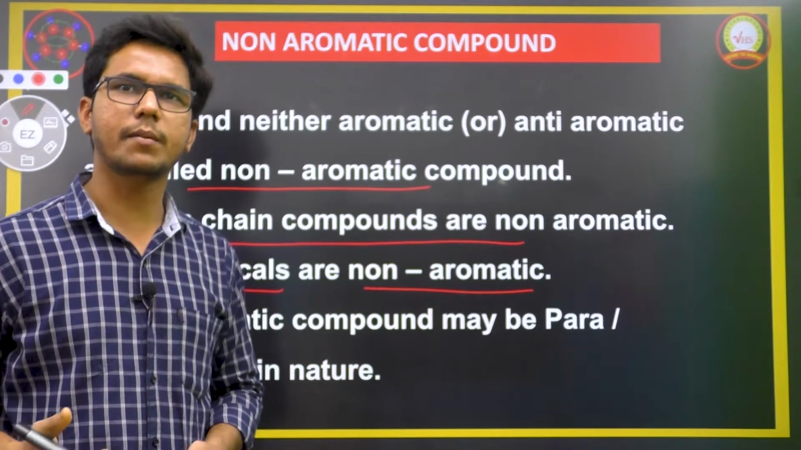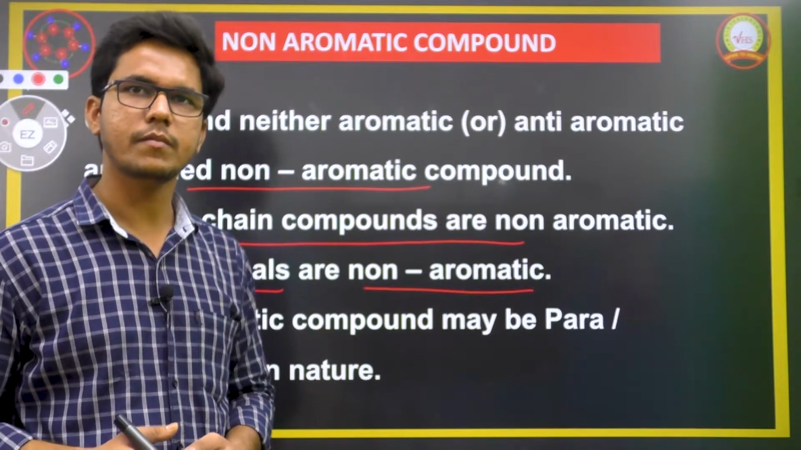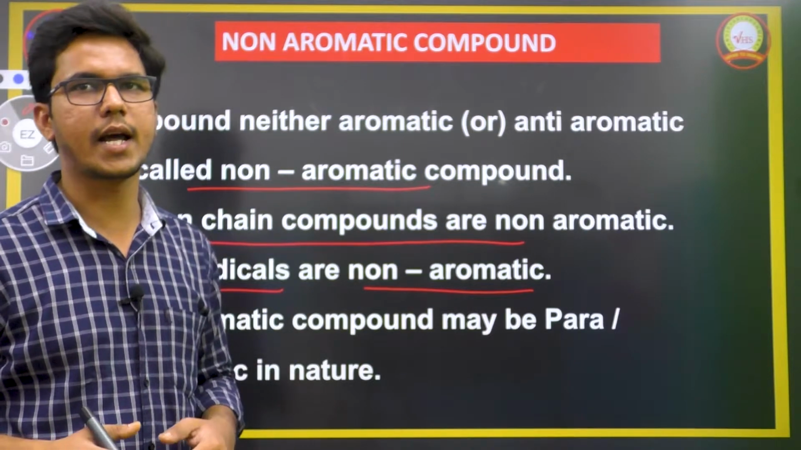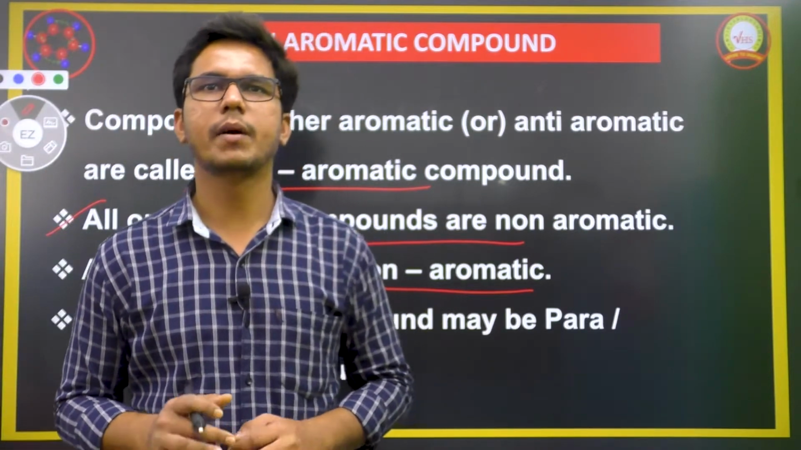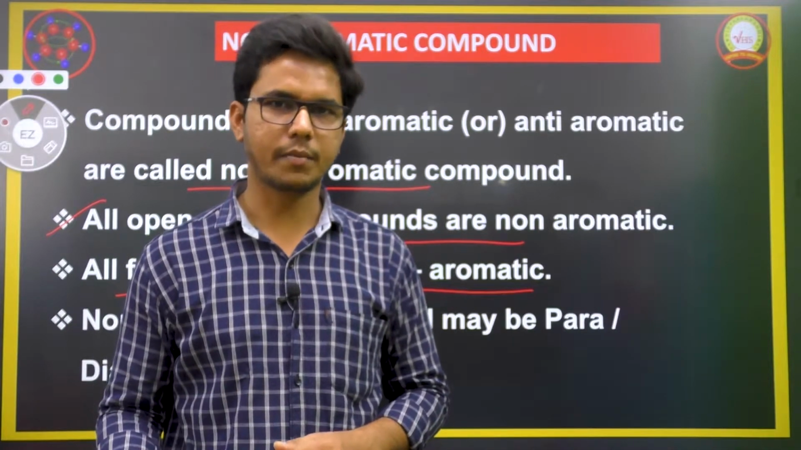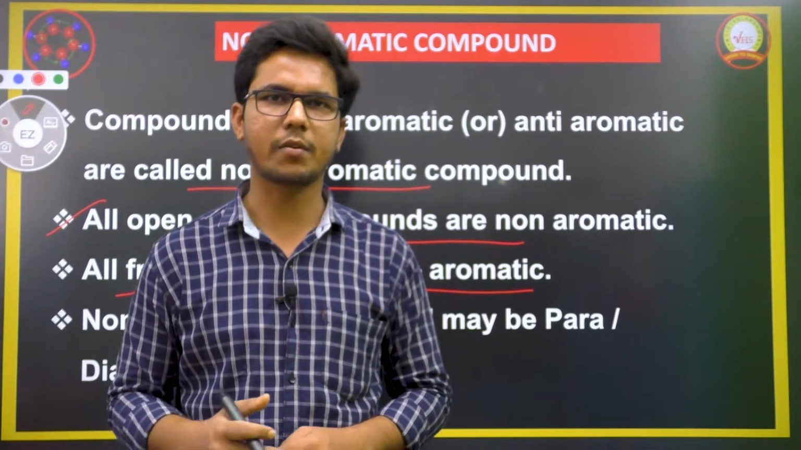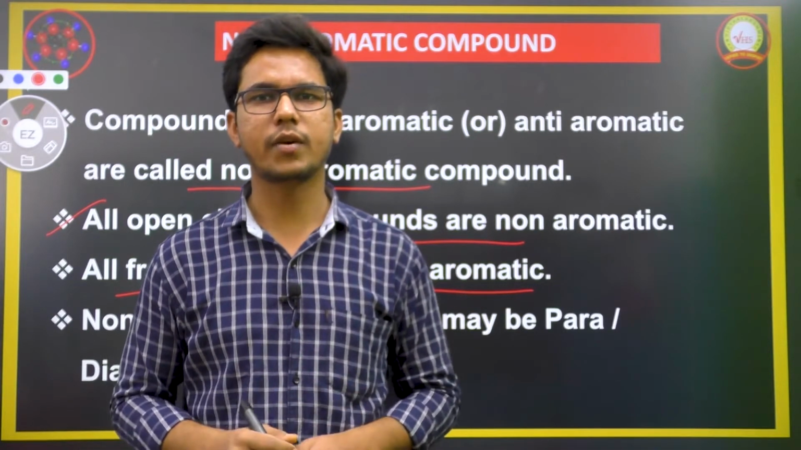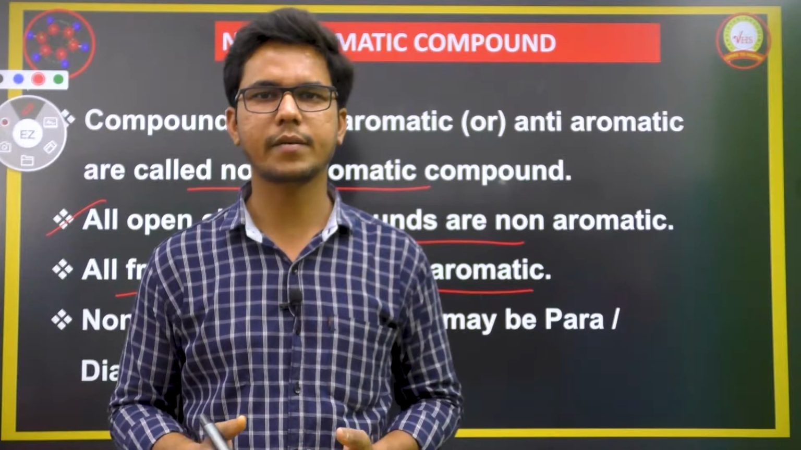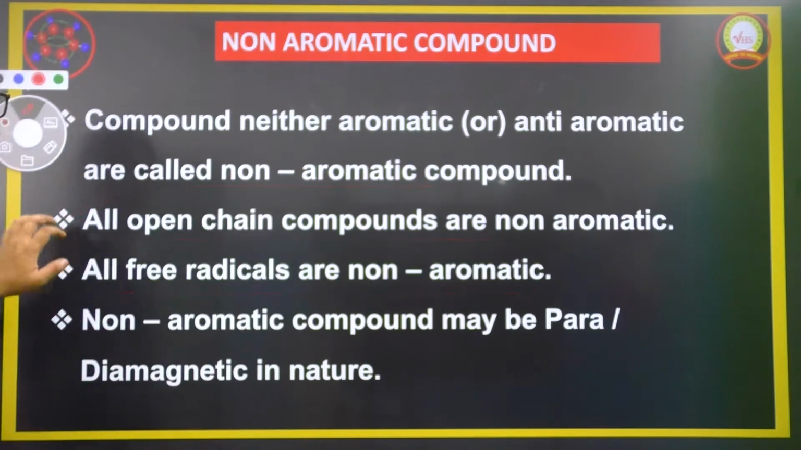Now let us see some examples by which we can identify whether a given compound is aromatic, non-aromatic or anti-aromatic. Only one thing when it comes to aromaticity: as we solve n number of problems on aromaticity, we'll get clarity about what is an aromatic, anti-aromatic and non-aromatic compound. Let us see some of the examples.